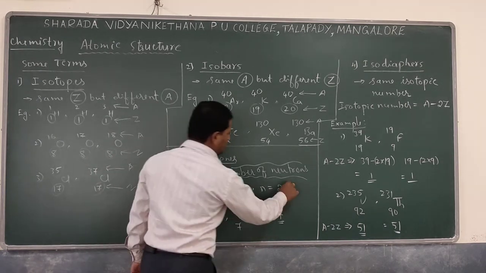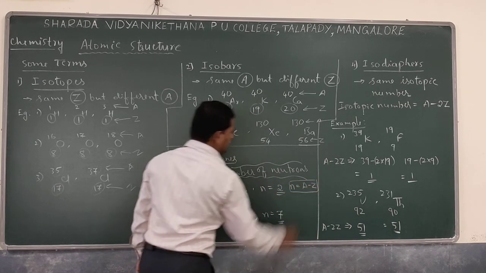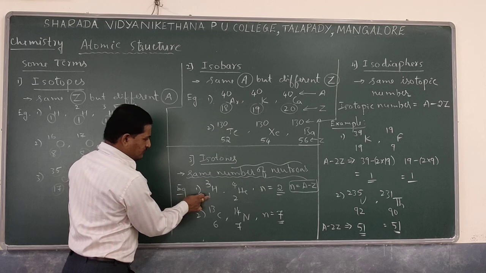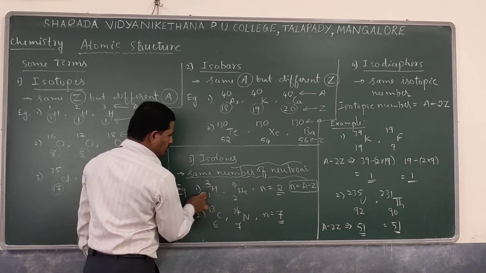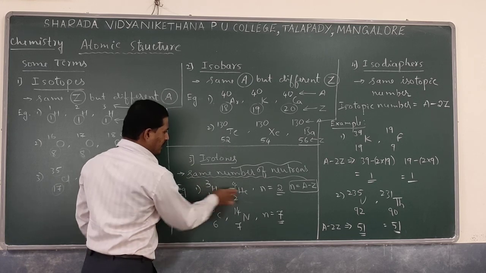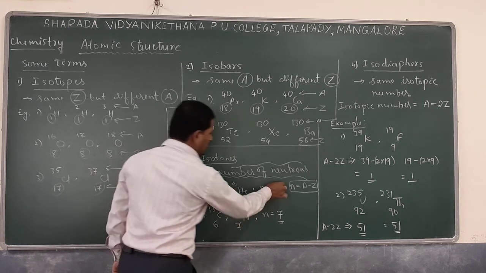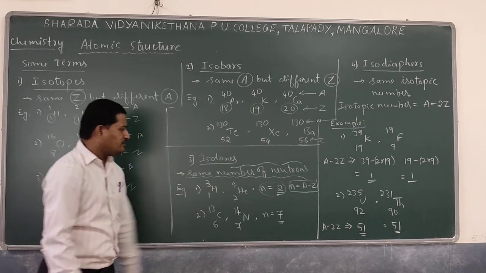How to find the number of neutrons? Number of neutrons equals A minus Z, mass number minus atomic number. 3 minus 1 is exactly equal to 2, 4 minus 2 is exactly equal to 2. In both these cases, even though atomic number and mass numbers are different and the atoms themselves are different, the number of neutrons present is found to be same. That is why these two are called isotones.